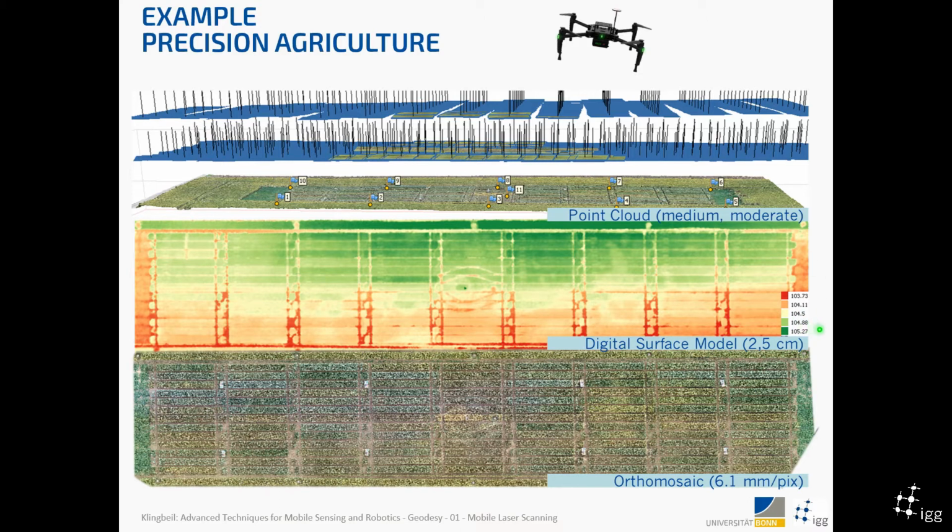So what we can see here is 104 centimeter is green, or 105, and the red is 103. So it's a very high resolved information about the height.